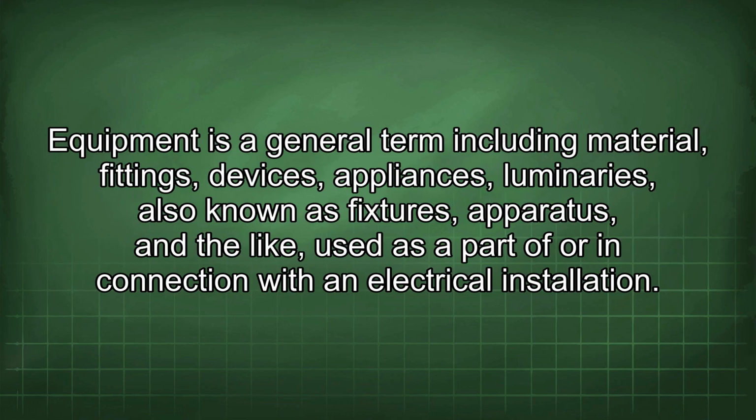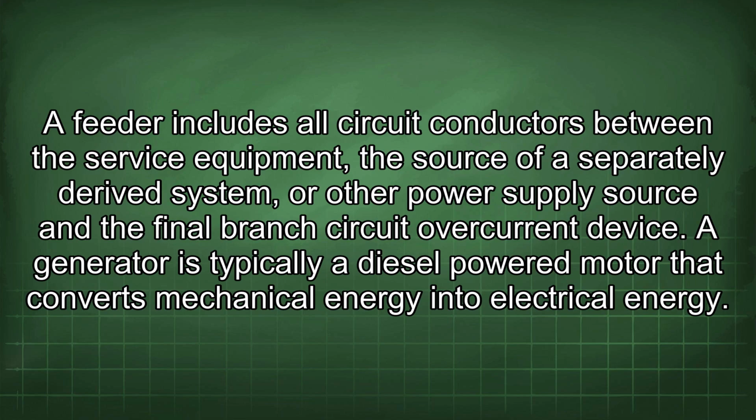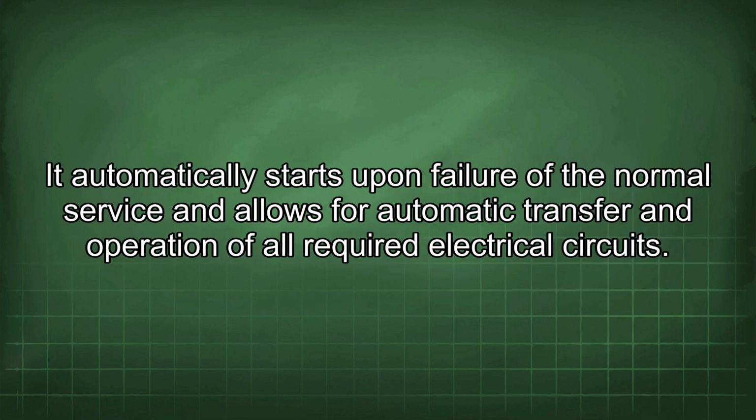Equipment is a general term including material, fittings, devices, appliances, luminaires, also known as fixtures, apparatus, and the like, used as a part of or in connection with an electrical installation. A feeder includes all circuit conductors between the service equipment, the source of a separately derived system or other power supply source, and the final branch circuit or overcurrent device. A generator is typically a diesel-powered motor that converts mechanical energy into electrical energy. It automatically starts upon failure of the normal service and allows for automatic transfer and operation of all required electrical circuits.